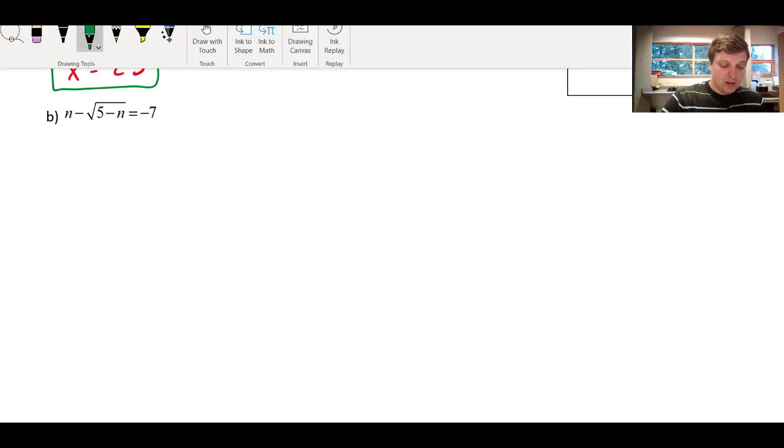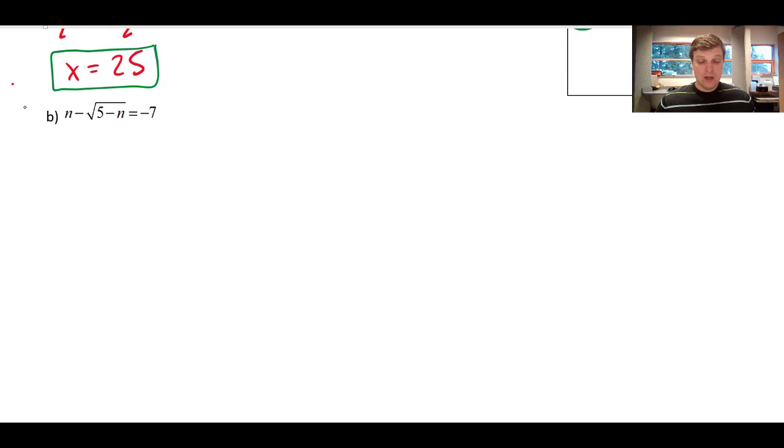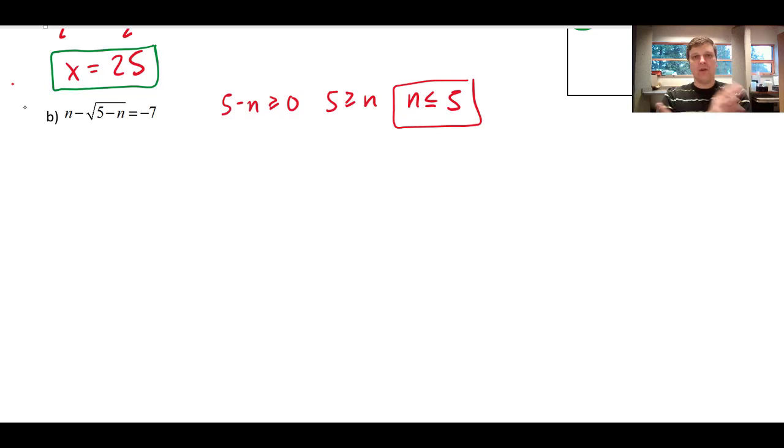First step is I need to state my restrictions. So my radical sign there, I've got 5 minus n must be greater than or equal to 0. So I'm just going to move n to the other side, and I get 5 must be greater than or equal to n, which is the same as saying n must be less than or equal to 5. Remember that if you want to flip your inequality around, you have to flip the sign to go with it.